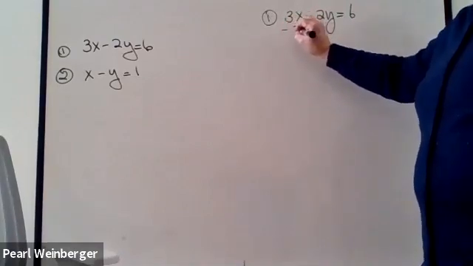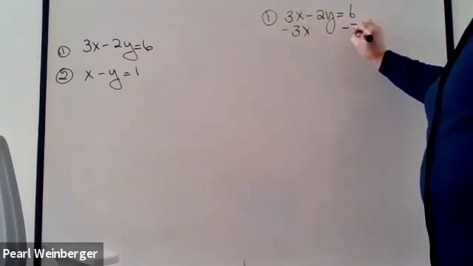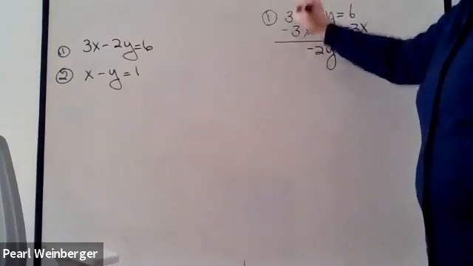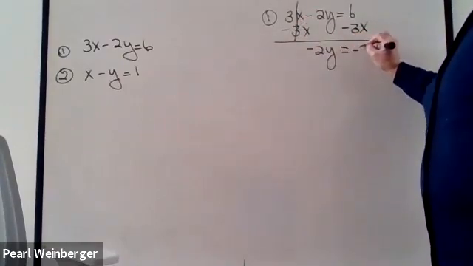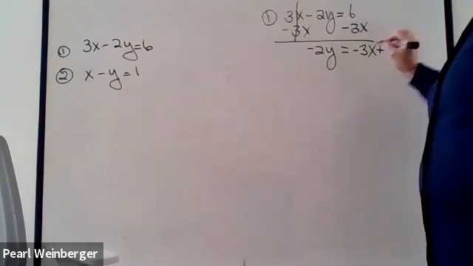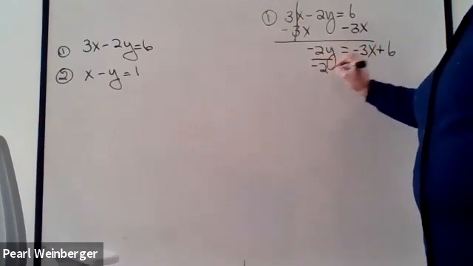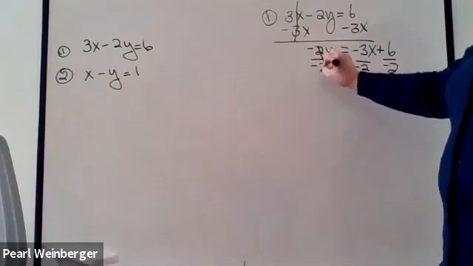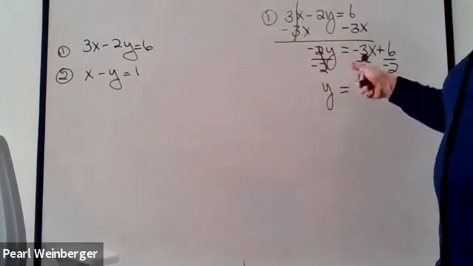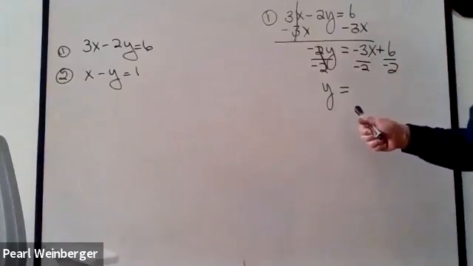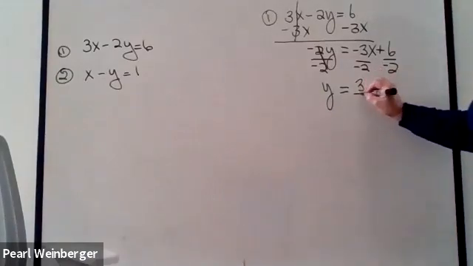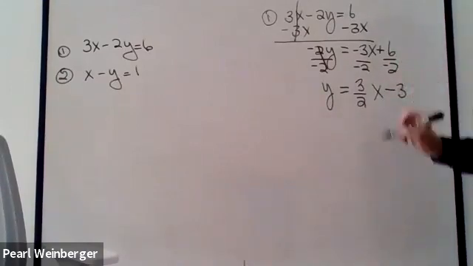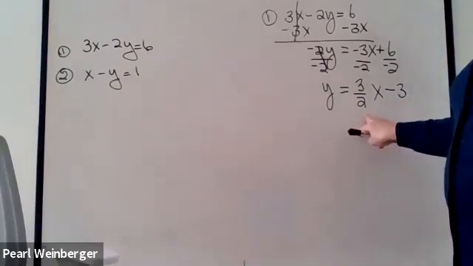So I'm going to subtract 3x from both sides. That'll give me negative 2y, this cancels out, equals negative 3x plus 6. And then, of course, I have to divide everything by negative 2. So therefore, this gives me that my y is negative 3 over negative 2. Now remember, when we have a negative over a negative, we make it positive. So it's 3 over 2 x. And 6 divided by negative 2 is minus 3. So now I can use this to draw it.